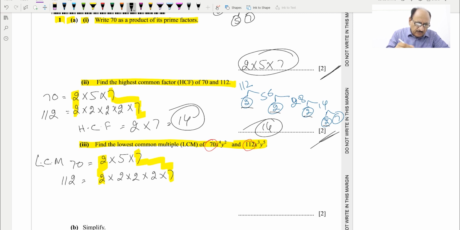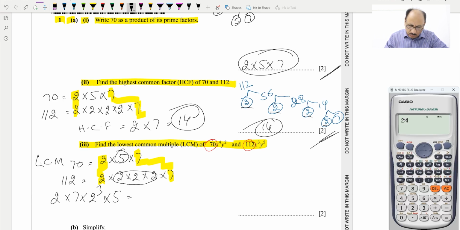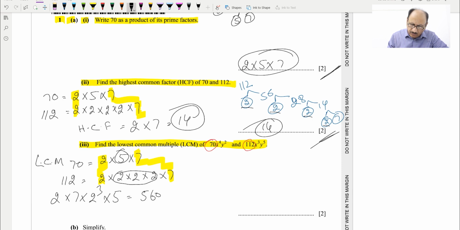So the LCM will be 2 from one pair and 7 from the second pair, and the remaining are these 3. So we can write 2 raised to the power 3 and this 5 also. We can multiply these: 2 into 7 multiplied by 2 raised to the power 3 and multiplied by 5 is equal to 560. So 560 will be the LCM for these numbers.